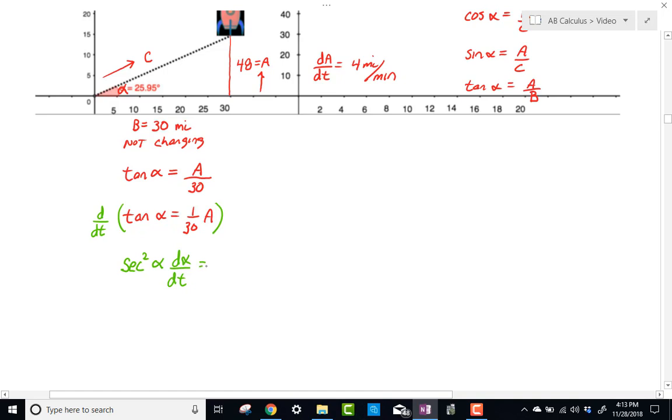Okay? Take the derivative of the right side, and the derivative of 1/30th A is just 1/30th times the derivative of A with respect to t. All right? So you can see we have three variables in here. We have alpha, we have d alpha dt, and we have dA dt. I was given some of that information. I was given dA dt, and I was given, where's my other numbers here?